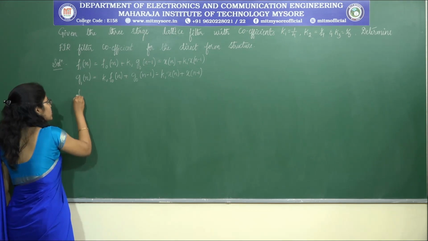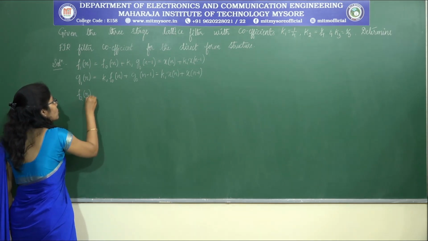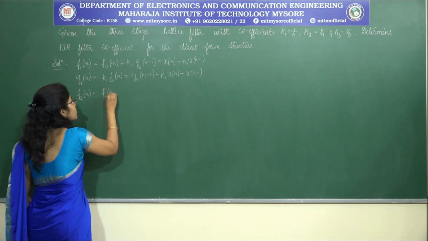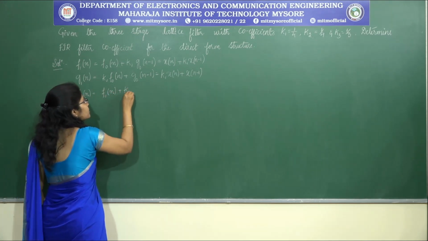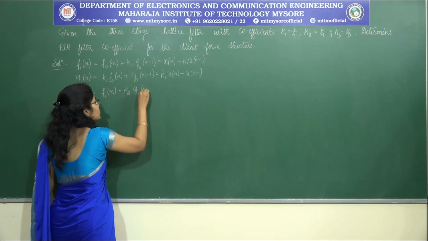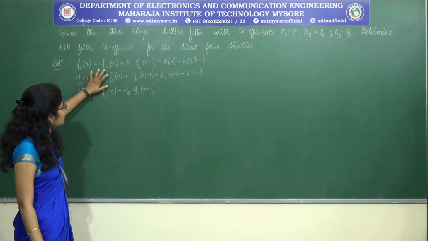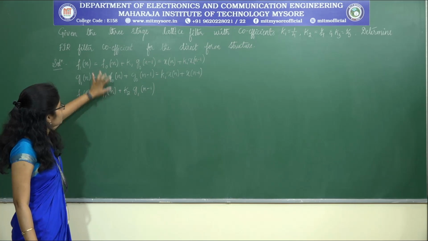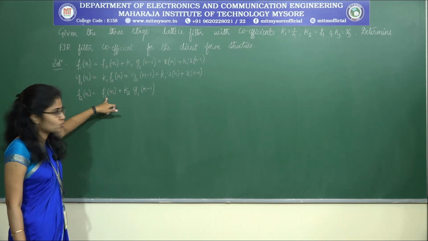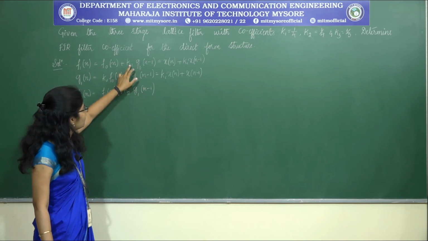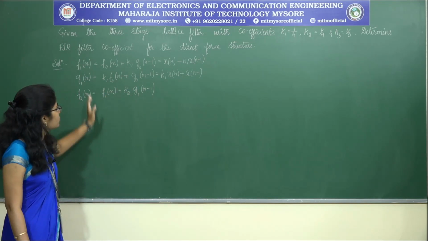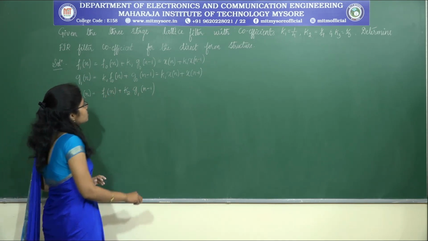So if I look into the output of second stage, f2 of n will be equal to f1 of n plus k2 into g1 of n minus 1. What I am doing is just remember this formula. Instead of 0 in the first stage, for the second stage it tends to 1. Wherever we have 0 we tend to 1, wherever we have 1 it tends to 2. Rest of the parameters remain as they are.